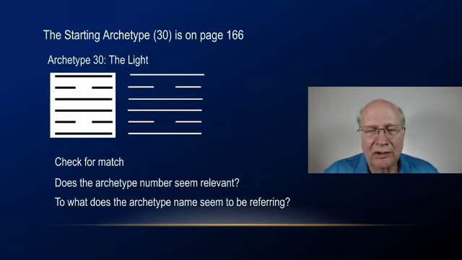Well, now you can start looking at the archetype. So right away, you know something about the archetype. You know its number and its name. And you can see, is there anything there that seems to be relevant? Well, the light seems somewhat relevant to me because I'm asking about should I create this I Ching workshop. So just the fact that we're starting with the light would seem to indicate that there's something about this workshop that is analogous to light.